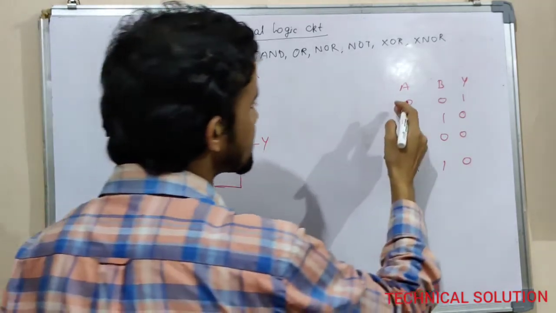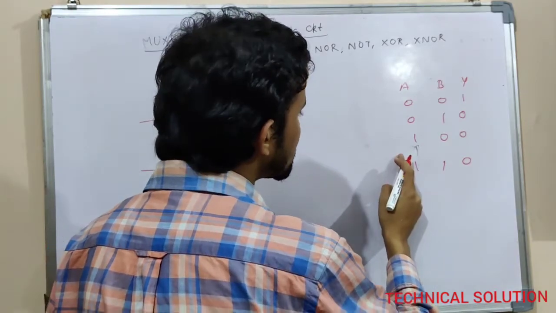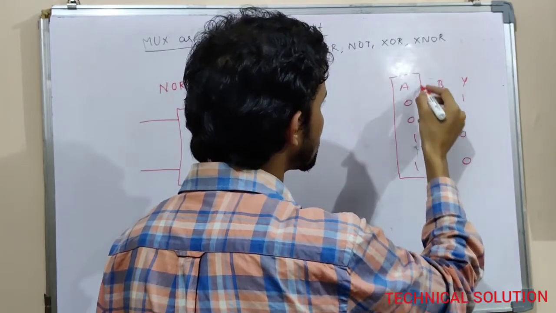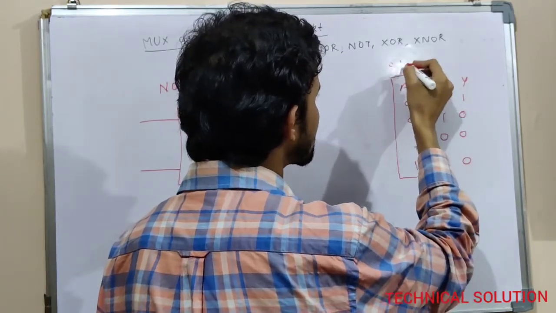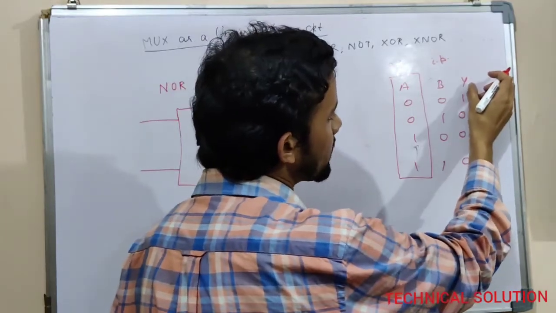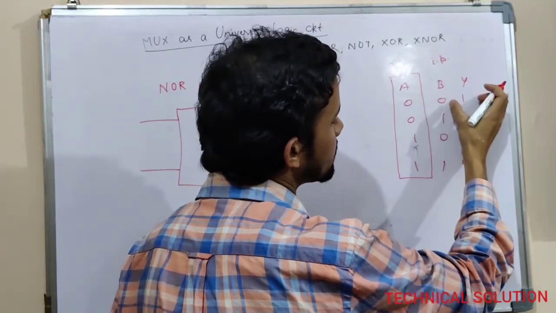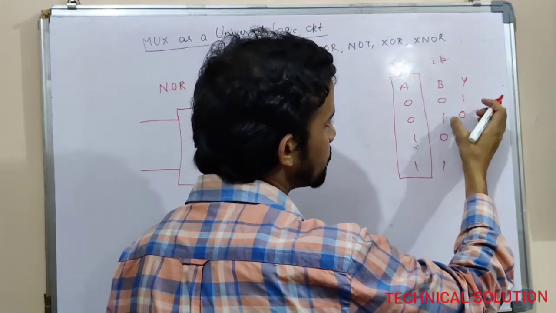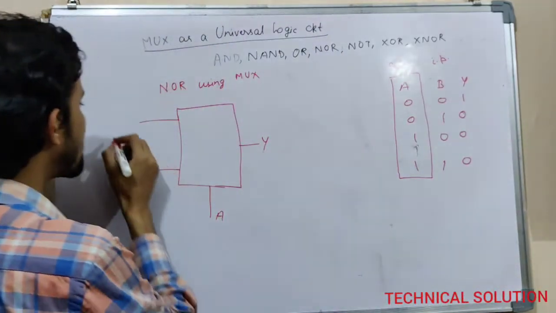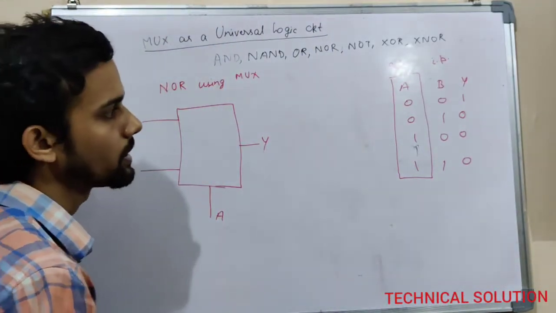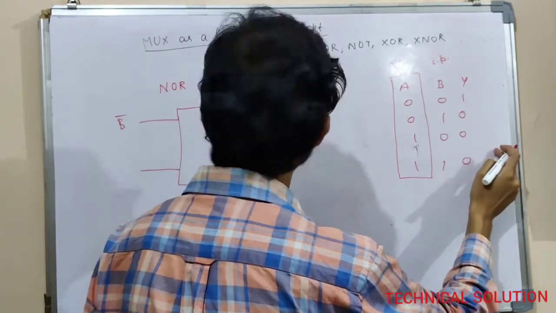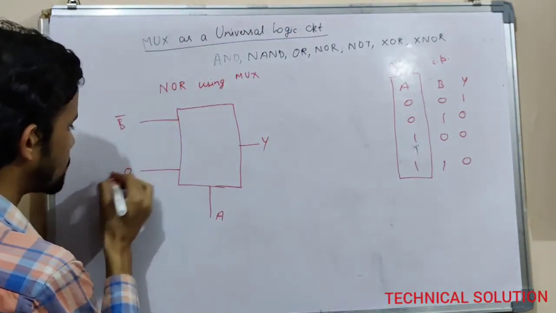Okay, if this selection line is 0, then this output is Y. This is the selection line and this behaves as input. Then we get output Y as the reverse of B. Okay, if the input is 0, we get output 1. If input is 1, we get output 0. So we assign this with B bar. Okay, if the selection line is 1, then irrespective of this input we get output as 0. So assign this line using 0.